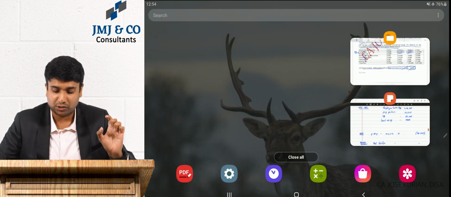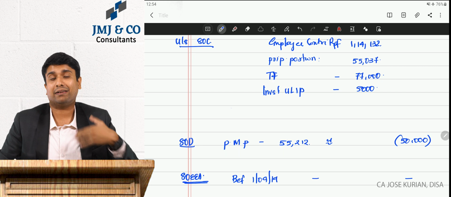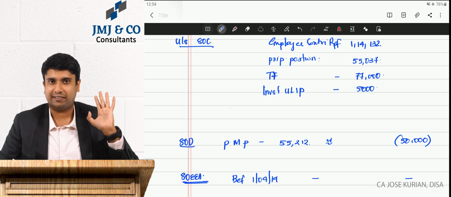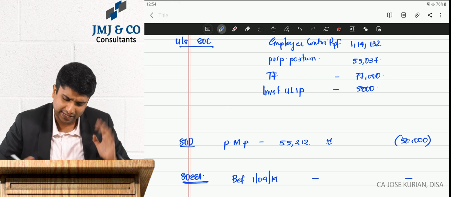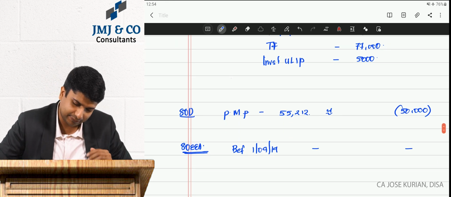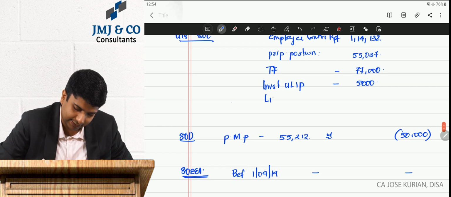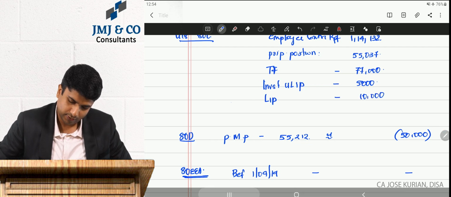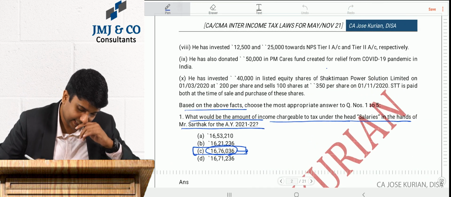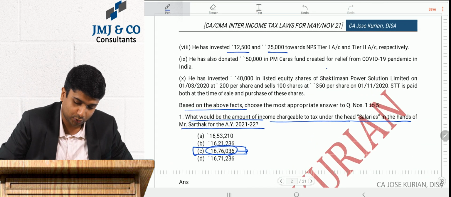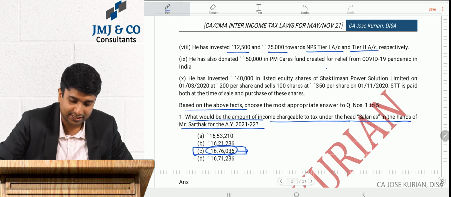Anyways, for a life insurance policy, I can claim it as a deduction under 80C. But the total ceiling limit of deduction, we cannot arrive at here. So I am taking that 10,000 as an 80C item. The entire 10,000 LIC premium, I am claiming it as a deduction. Now, moving forward with the next adjustment, he has invested 12,500 and 25,000 towards NPS Tier 1 and Tier 2 account.